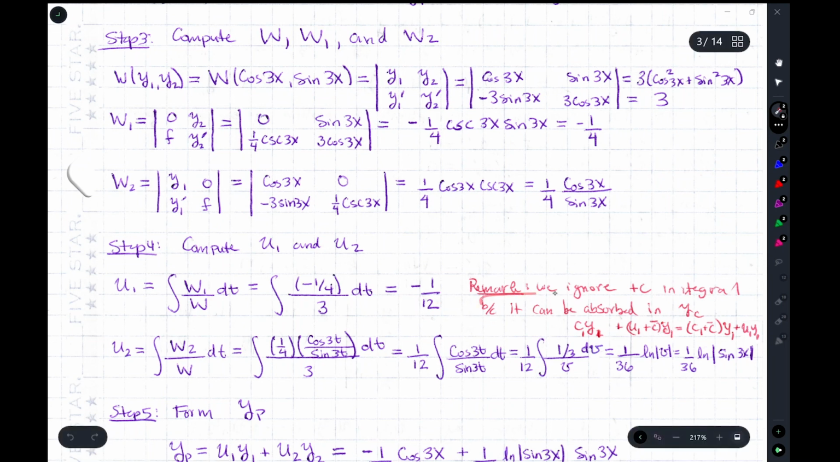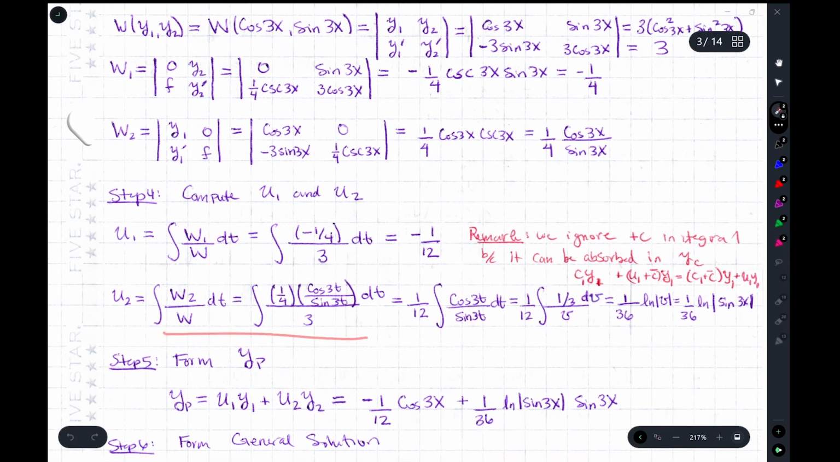Now someone might say, well, why don't you add a plus c there for u1? You can, but it turns out to be useless because that c could be absorbed into the complementary function. If you had u1 plus some constant, and you also have this term from the complementary function, you could just absorb that constant of integration into the complementary function's c. So no need to do that.